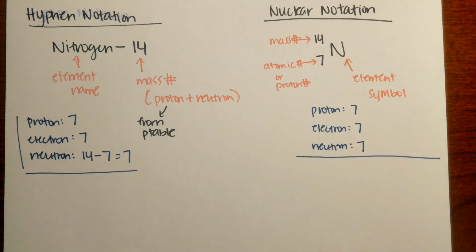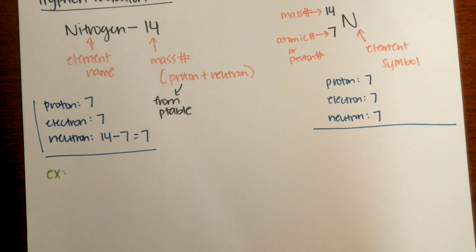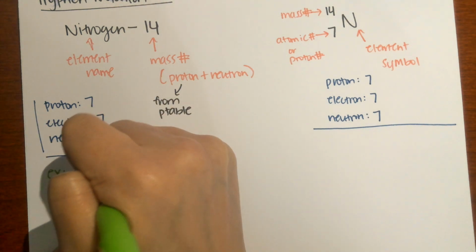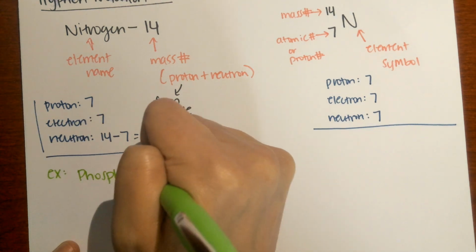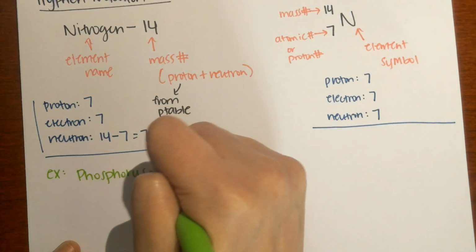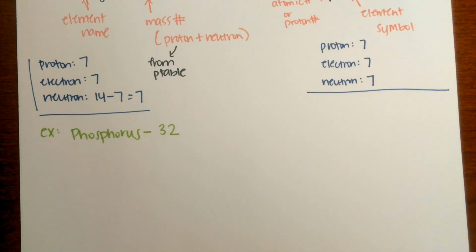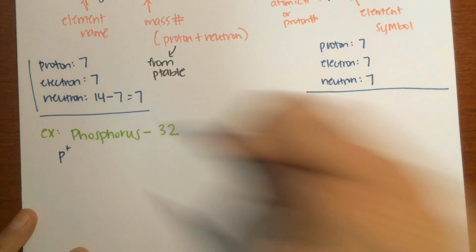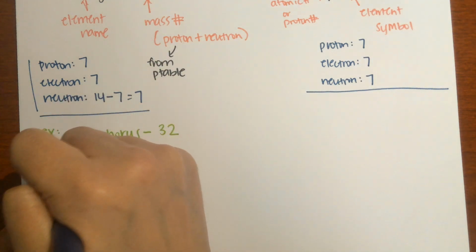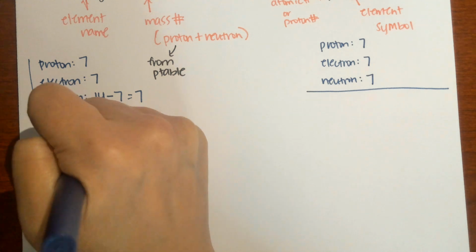So I'm going to give you another example. Use a different color. I'm going to make up an isotope, but the numbers are the same. So let's say I give you phosphorus, excuse me, dash 32. And I'm going to ask you the proton. I'm going to abbreviate now, P plus for proton, E minus for electron, and N zero for neutron.